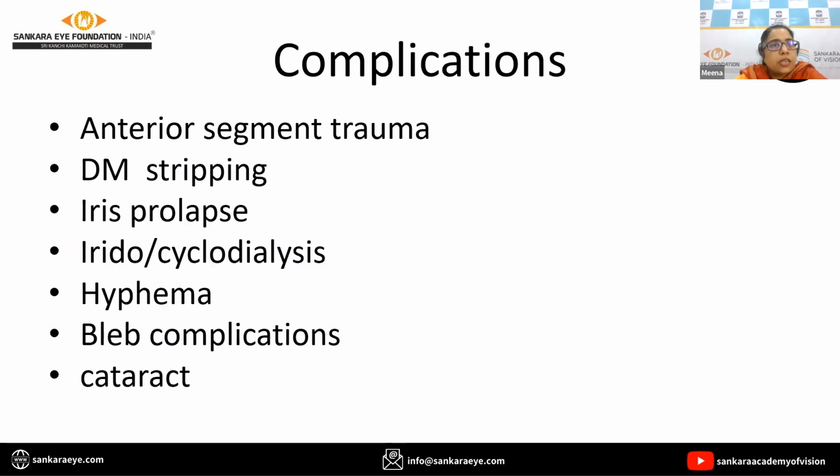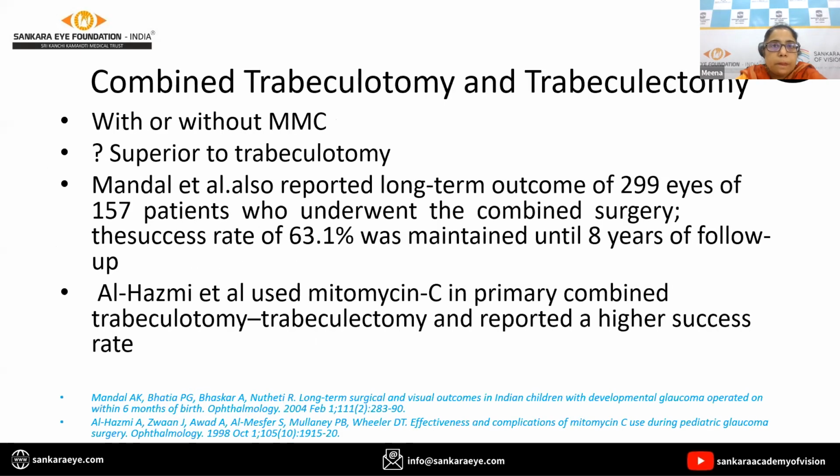Certain complications are associated with this. There can be Descemet's membrane stripping. Sometimes the iris can get prolapsed. Iridodialysis or a cyclodialysis can happen when we swipe with the Ham's trabeculotome, and hyphema can occur. Blood-related complications can happen, and of course, cataract is another complication which can be encountered post-trabeculotomy.